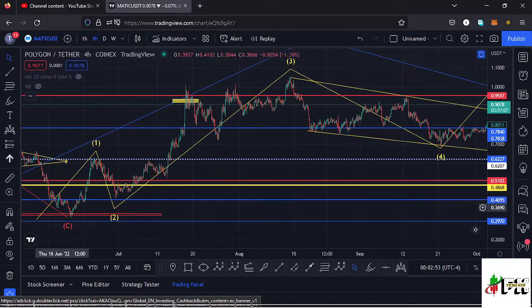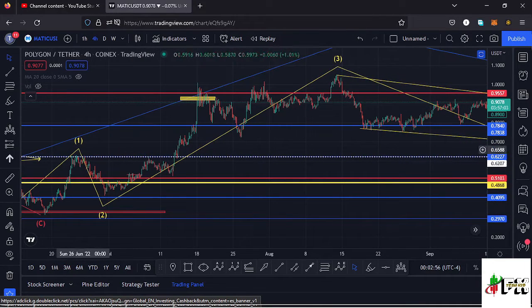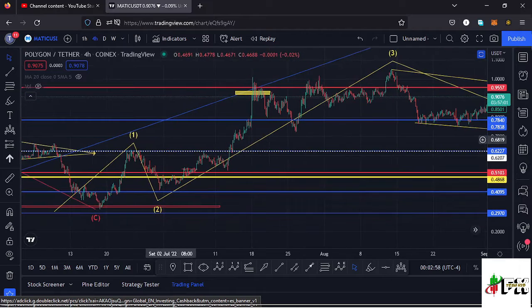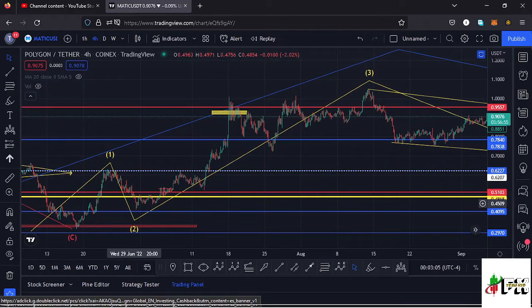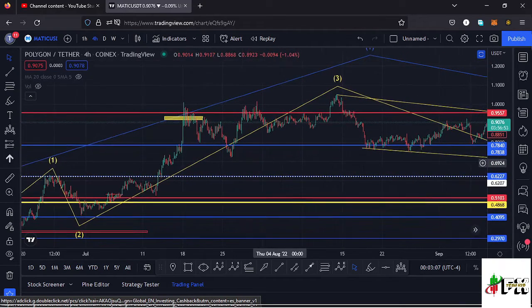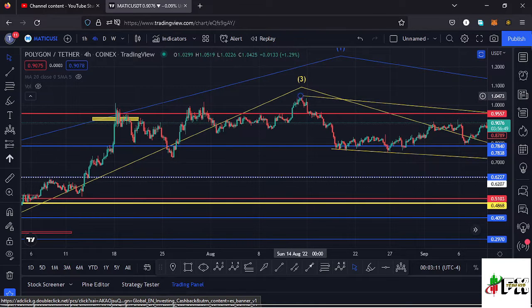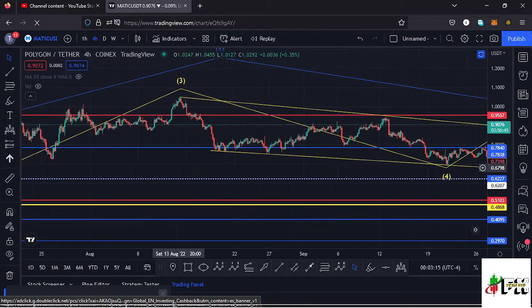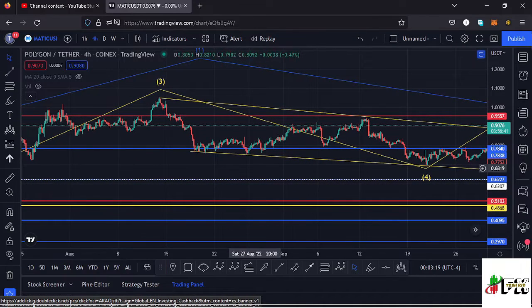after making our low down there, we saw a very nice bounce to the upper side, making our high for that first wave. And after seeing the high for that first wave, we saw a very nice retracement to the lower side in the formation of a wave 2. Then after making the low of that second wave, we saw a very nice bounce to the upper side in the formation of a third wave, making our high at around the $1.016 mark. And after making the high for that third wave, we have been seeing a very nice retracement over here in the formation of a fourth wave.